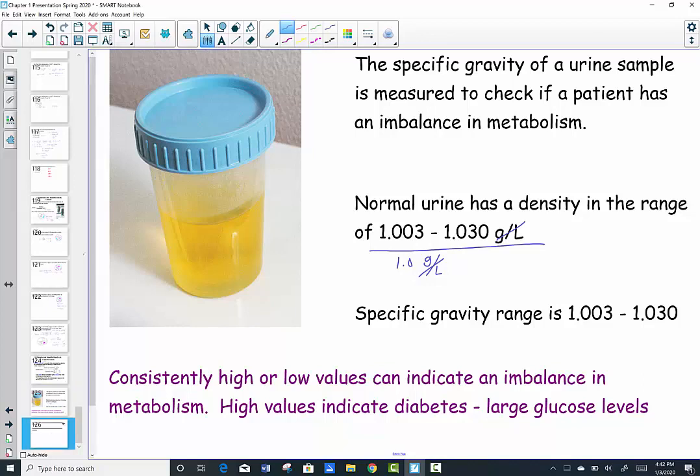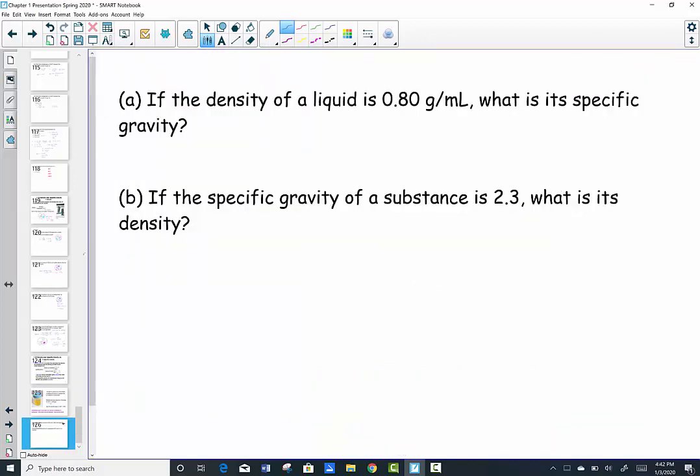So our last slide. If the density of a liquid is 0.80 grams per mil, what is its specific gravity? Well, the specific gravity is a unitless number. It is 0.80. That's it. And if the specific gravity of a substance is given as 2.3, what's its density? Well, it's 2.3 grams per liter, the density unit.